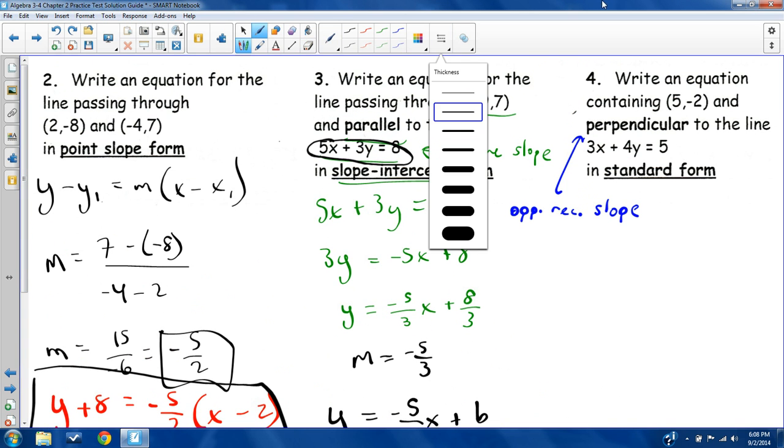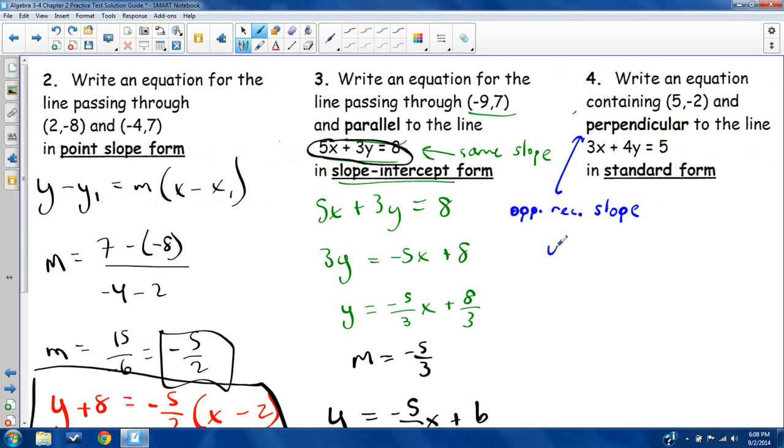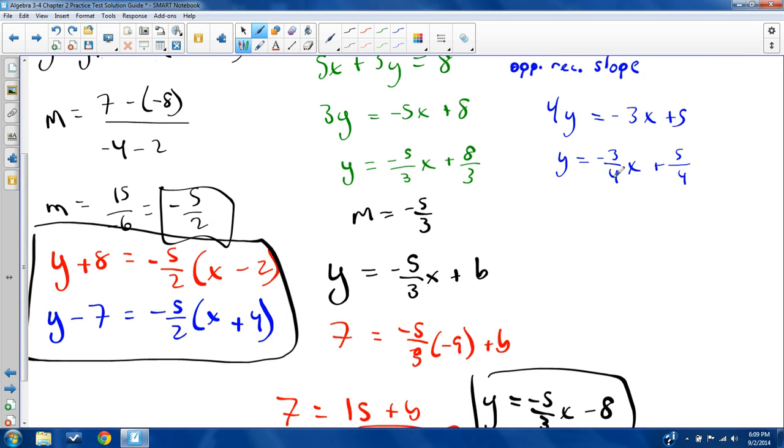All right. 3x plus 4y equals 5. Let's put this in slope-intercept form first. y equals negative 3/4 x plus 5 over 4. And again, this whole y-intercept fraction thing, it's no biggie, because I'm going to say I don't need that y-intercept. We're going to find a different one anyway.